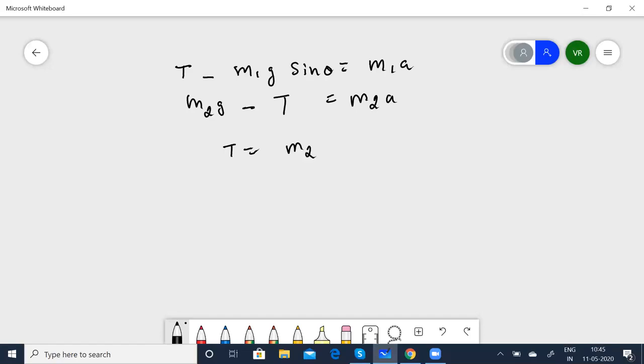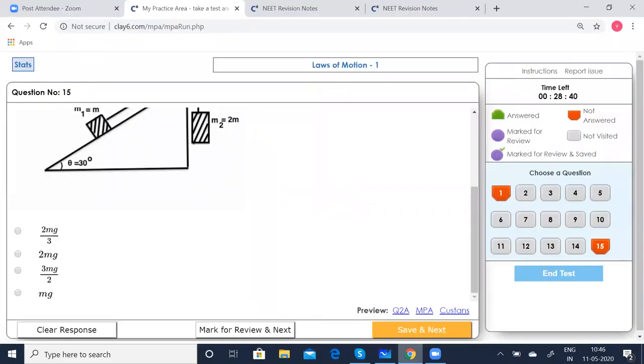The tension of the first one is given by T is now going to be the tension. What is going to be the force? T minus M1G sin theta. Obviously, that is now going to be equal to M1A. And M2G minus T is equal to M2A. Solve these two equations. You get T is equal to M2 into G minus A, which is equal to, now the mass of M2 is given as 2 times M. 2M times G, and A is now going to be G by 2, which is nothing but Mg. Let's see, Mg is the option given.